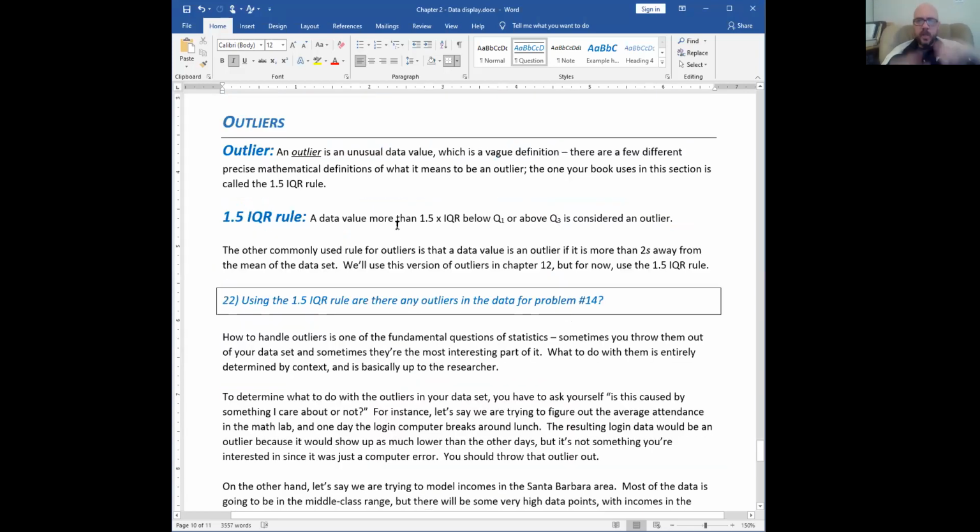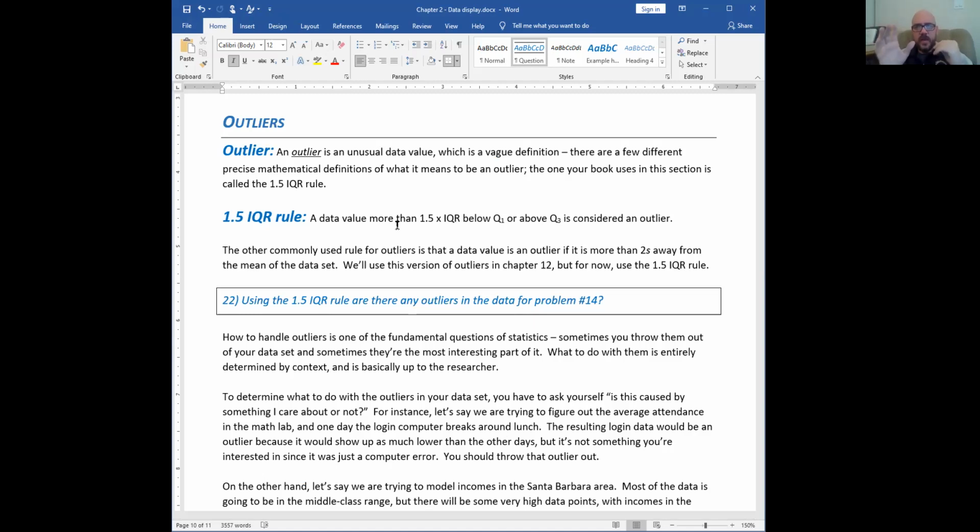So outliers. An outlier basically means something that is unusual. It means a data value that is unusual. This can mean a couple of different things. It can mean a data value that is far away from the rest of your data. It can mean a data value that's far away from the mean. It can also mean a data value that is far away from what we expected. Those are kind of all the same thing, but not necessarily exactly.